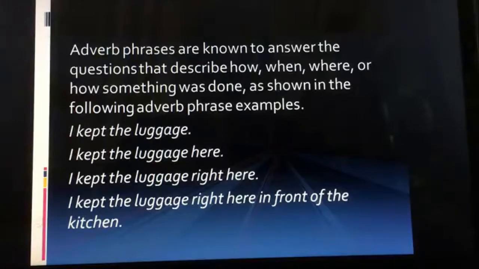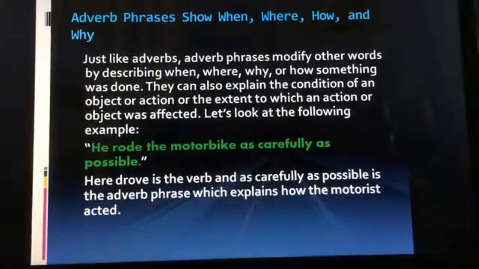See the next example: I kept the luggage right here. Some additional words are added here. And also the last one, I kept the luggage right here in front of the kitchen. It is giving us some more details of the action. So as you can see, adverb phrases are groups of multiple words which together do the work of an adverb. Adverb phrases show when, where, how, and why. That means they describe these questions. Just like adverbs, adverb phrases modify other words by describing when, where, why, or how something was done.